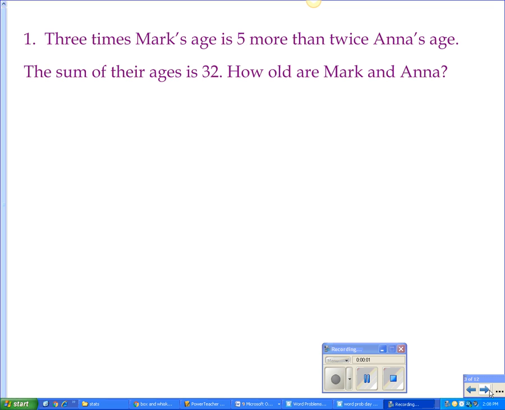Number 1 says: Mark's age is 5 more than twice Anna's age. The sum of their ages is 32. How old are Mark and Anna?